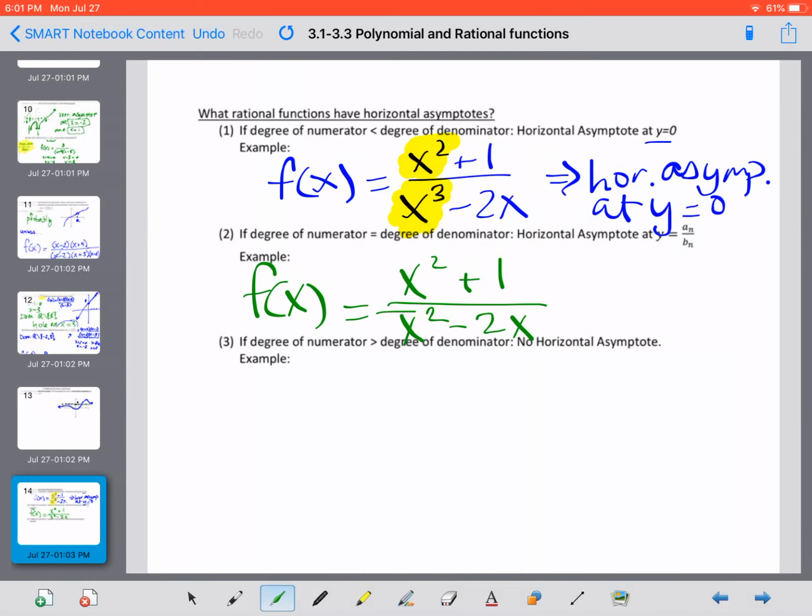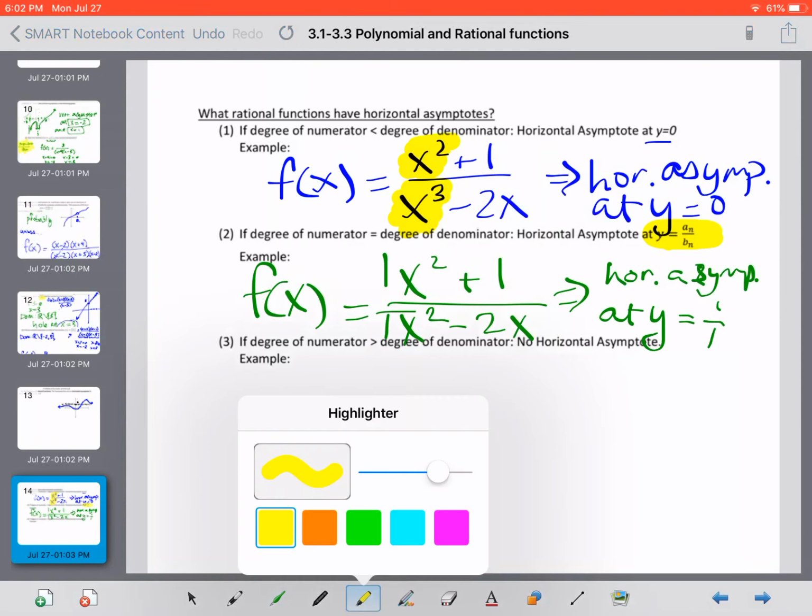Well, in this case it says that you'll have a horizontal asymptote at y equals a sub n over b sub n. So a sub n and b sub n here just mean the leading coefficients. In other words, the coefficient on the x squared term here. So our coefficient here is 1, our coefficient here is also 1. Right, if you don't see a number, you can assume that there's a 1 there, which means we're going to have a horizontal asymptote at y equals 1 over 1.